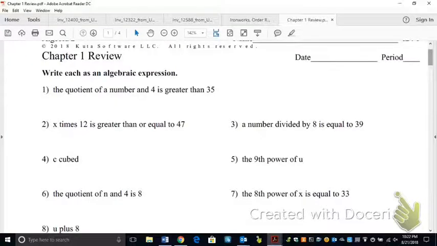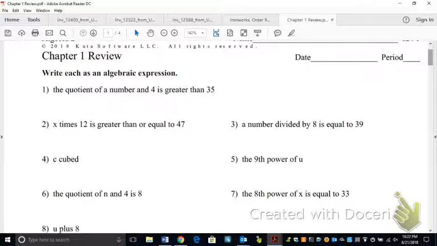Alrighty, this is Algebra 2, the Chapter 1 review. I'm going to be doing the odds. So, if you're having a problem, even if it's with the evens, go to one of the odds next to it. And watch it. Watch it as many times as you need to get what it is that we're doing, and go from there.